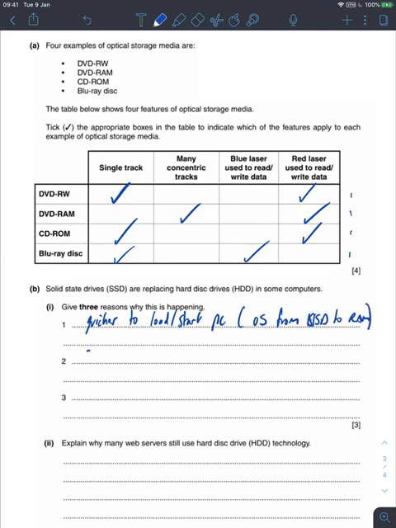Smaller, potentially in terms of laptops and things, and lighter. So there's 3 there. There's no moving parts, take up less space. You've got no moving parts, which obviously is quite useful for mobile storage in different devices such as laptops, etc. And they take less energy to run, so use less energy. So again, very good for mobile devices.